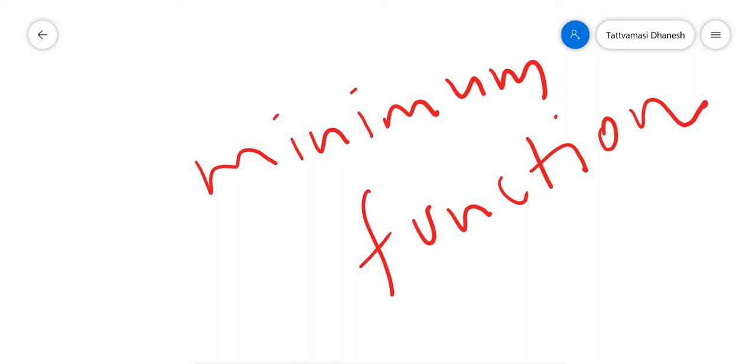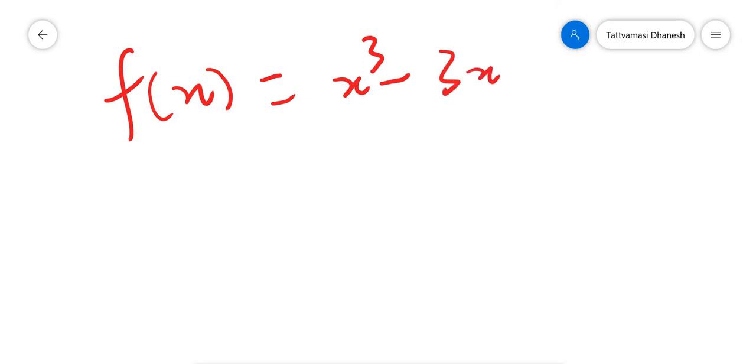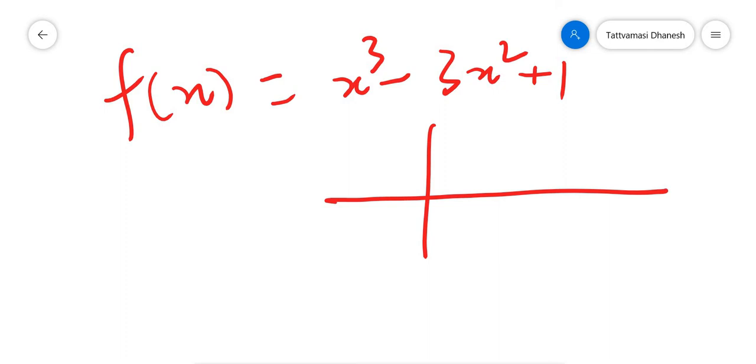For example, we have a function f of x equal to x cube minus 3x square plus 1. If you plot this function in a graph, it will look somewhat like this. I am explaining the mathematical concepts behind the gradient descent algorithm. This is 0, this is 1, and this is 2.